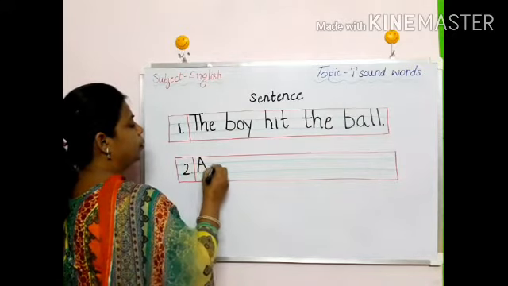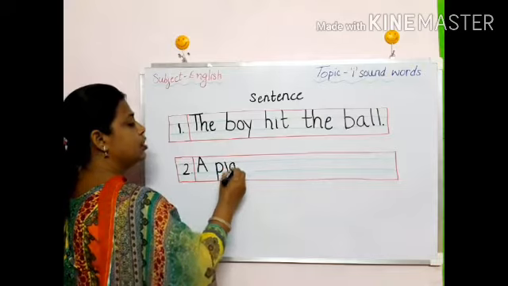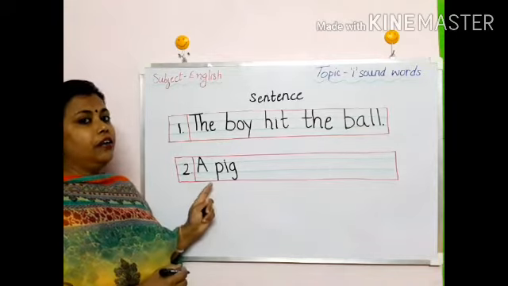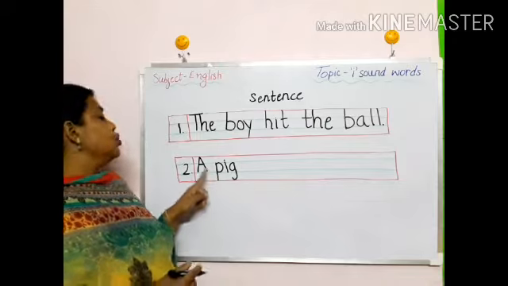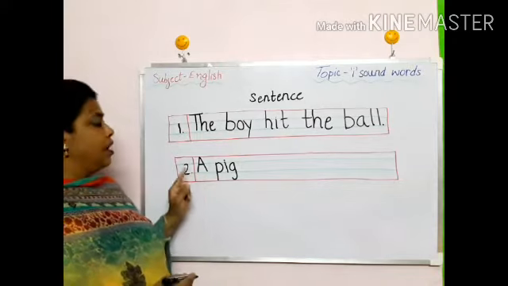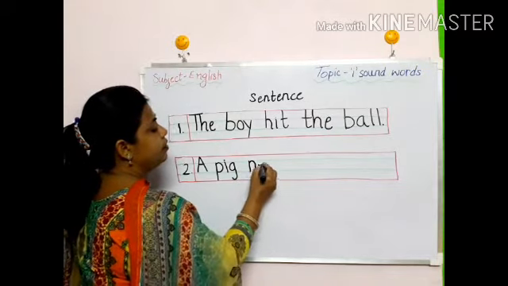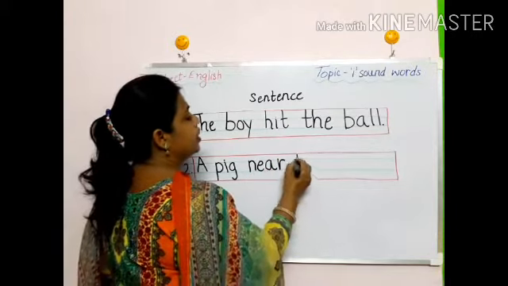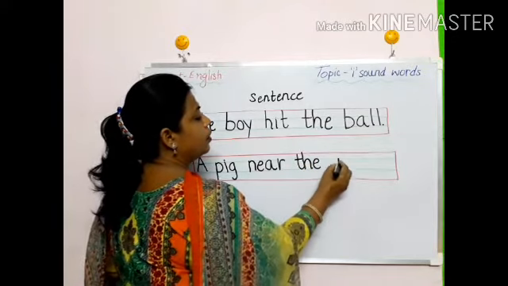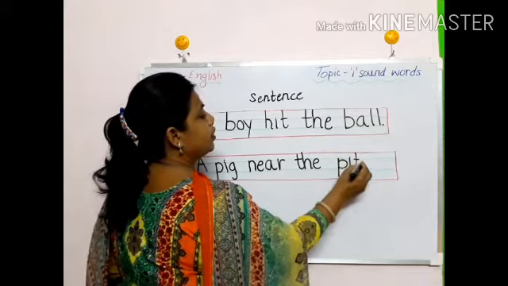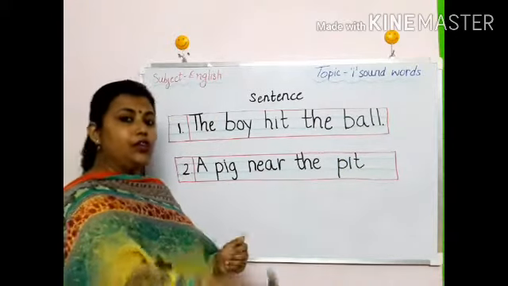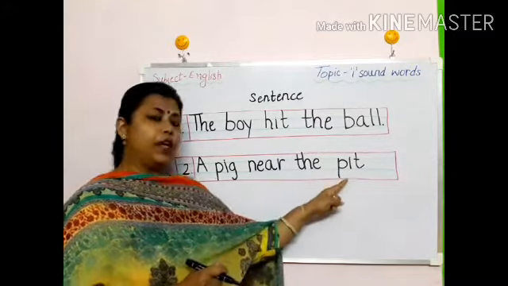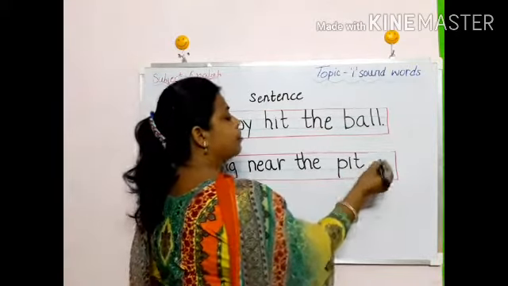A. P-I-G, pig. Why have we written a pig? You know now? Because P is a consonant. So before that we will write a, not an. A pig. N-E-A-R. Near, matlab paas. T-H-E, the. P-I-T, pit. Pit means gadha. When you dig, it becomes a pit. So a pig near the pit. Again, sentence finished. We will put a full stop.